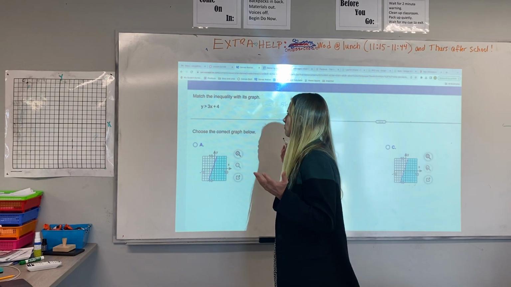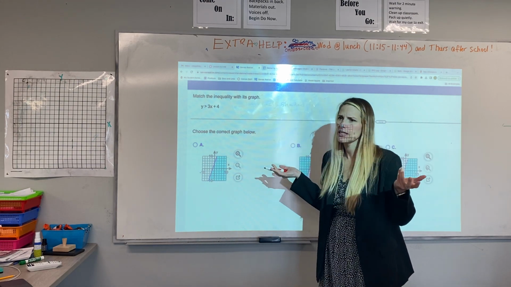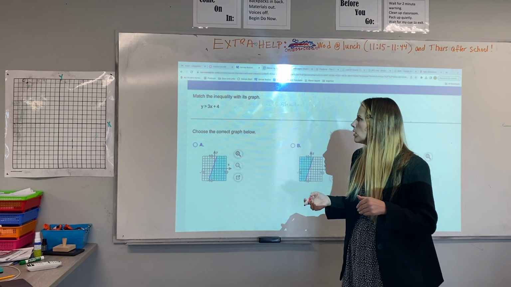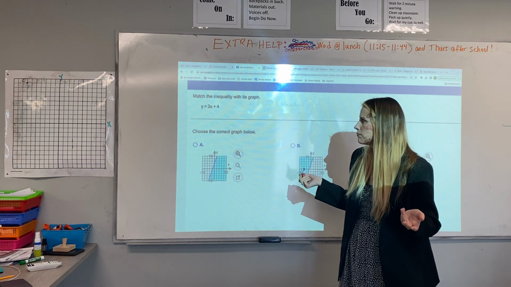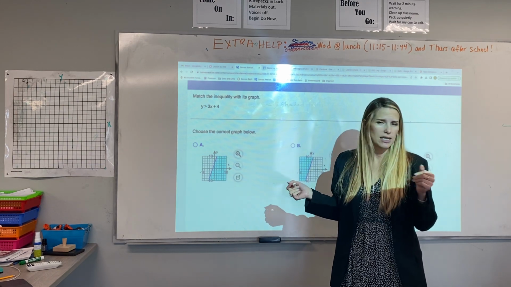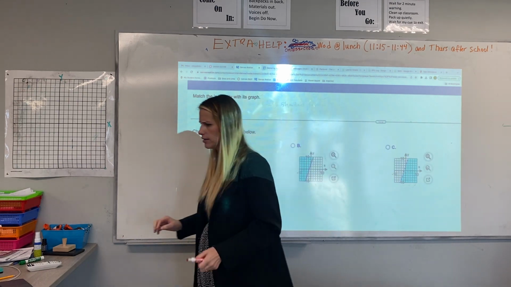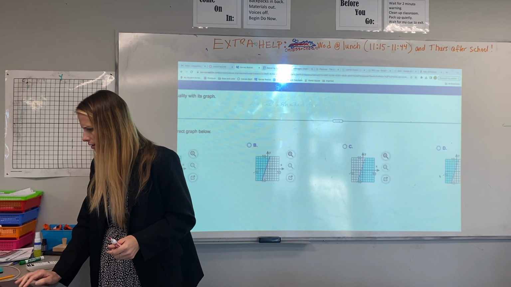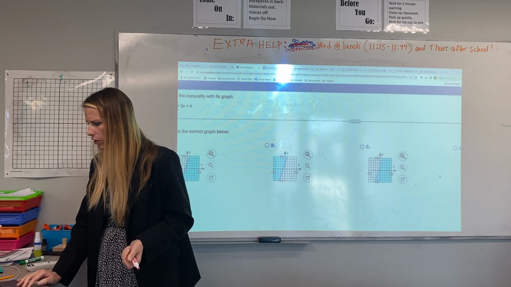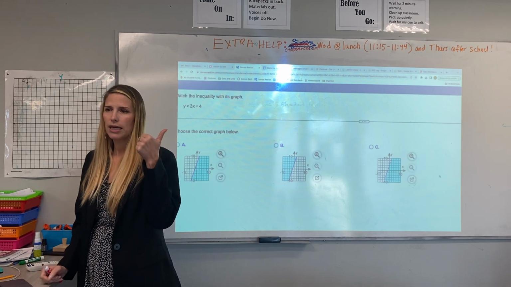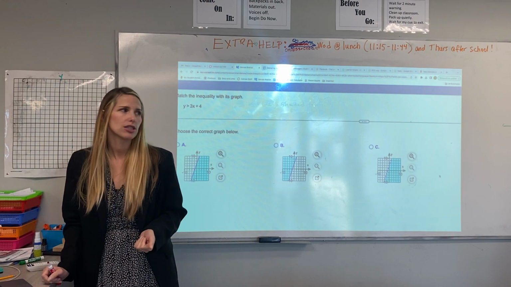All right, again, is there anything different about this type of question? Anything new? No. It's just an inequality. It's in slope-intercept form, nice and simple. Are all of our boundary lines in the exact same spot? Yeah. So we're not worried about where the boundary line is. We're worried about, is it dashed or solid? And where is it shaded?